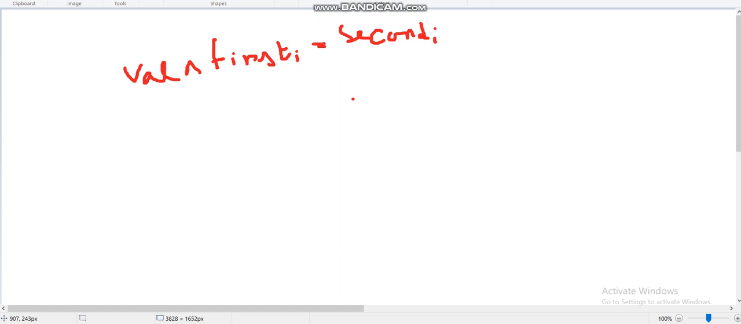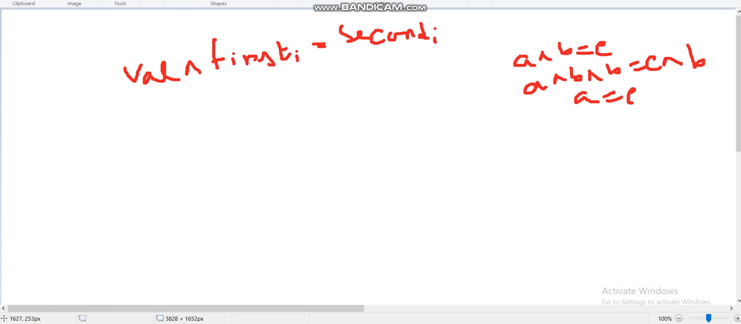I hope you got it, and I hope you know the properties of XOR. That is the first thing we will require here. If a XOR b equals c, and we XOR b on both sides, a XOR b XOR b equals c XOR b, and b XOR b is 0, and a XOR 0 is a. So we can say a equals c XOR b. The similar property we will require here.